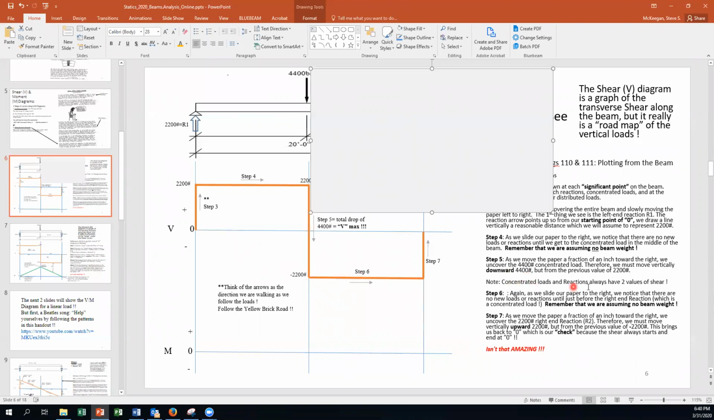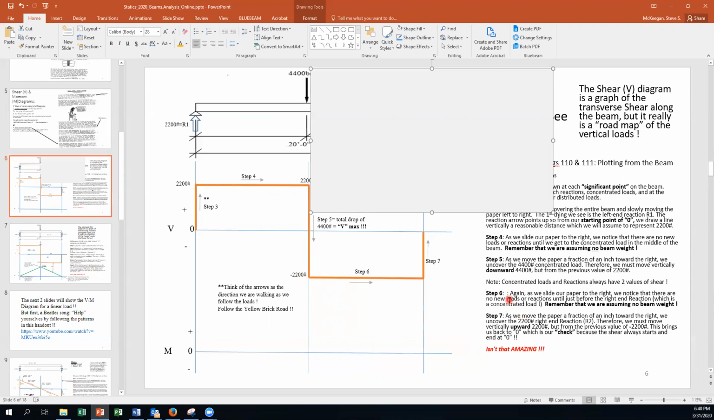Concentrated loads and reactions always have two values of shear, right? This had a value of shear at 0 and 2,200. At this concentrated load, it had 2,200 and negative 2,200.